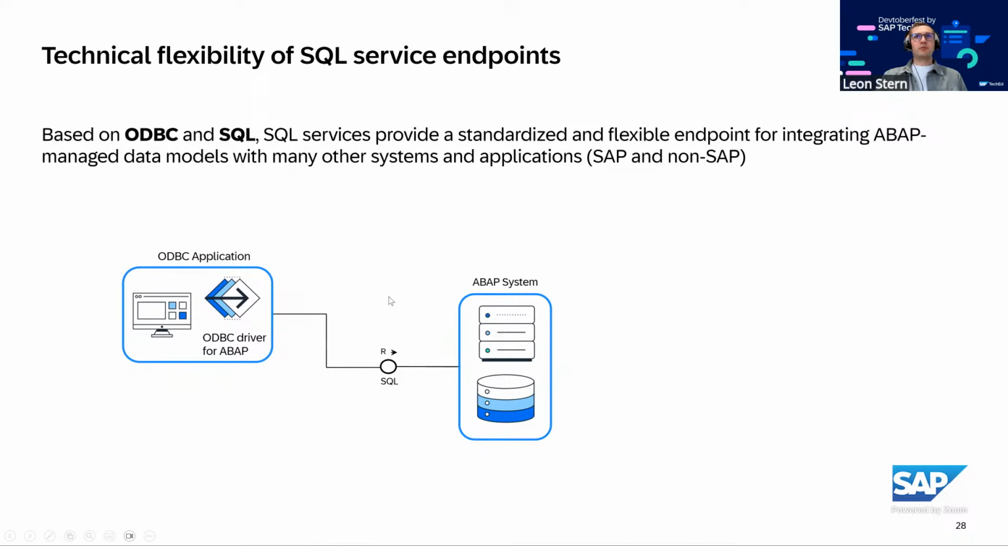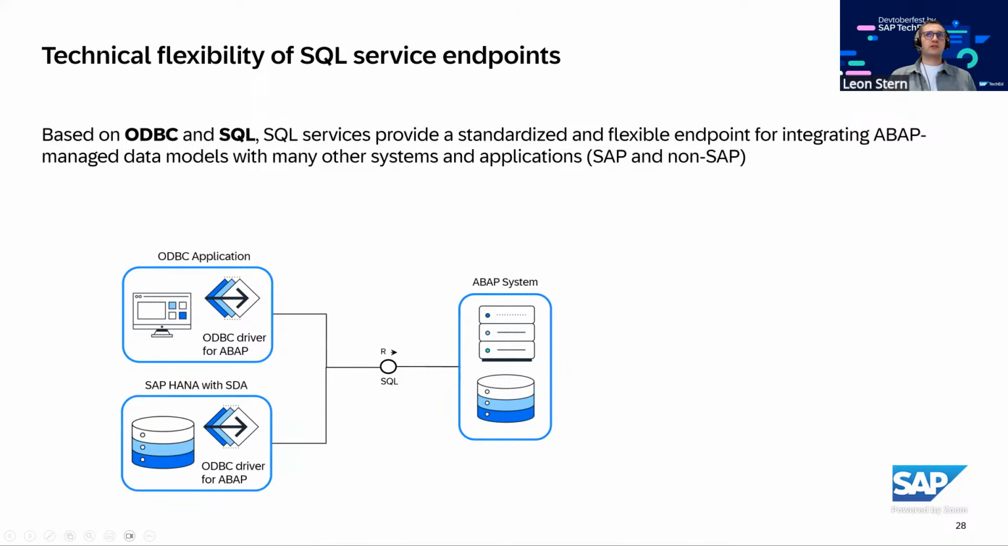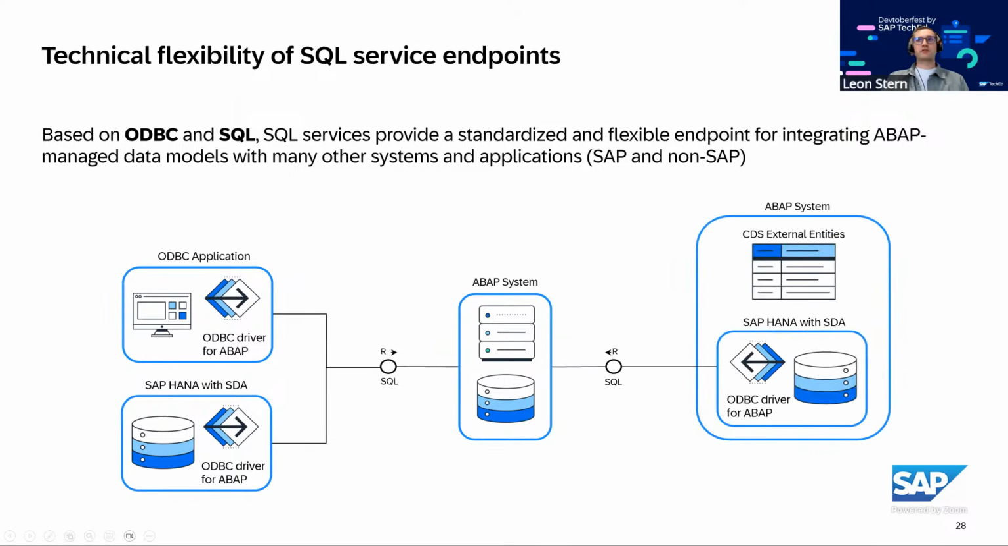If we look around in the SAP family, SQL services also enable the integration with SAP HANA using HANA Smart Data Access. And this lets SAP HANA, meaning SAP HANA Cloud and SAP HANA On-Premise, run federated queries on ABAP-managed data. And now, by knowing this, we can actually close the circle back to CDS external entities, because they are using the HANA SDA technology under the hood. And this means we can build an ABAP to ABAP data integration by combining CDS external entities with SQL services.